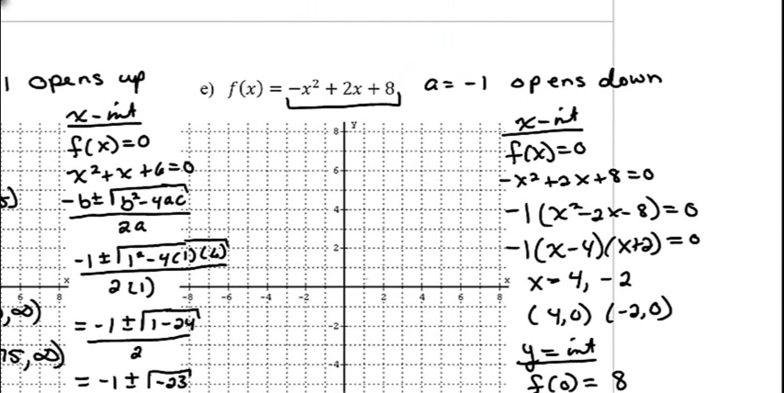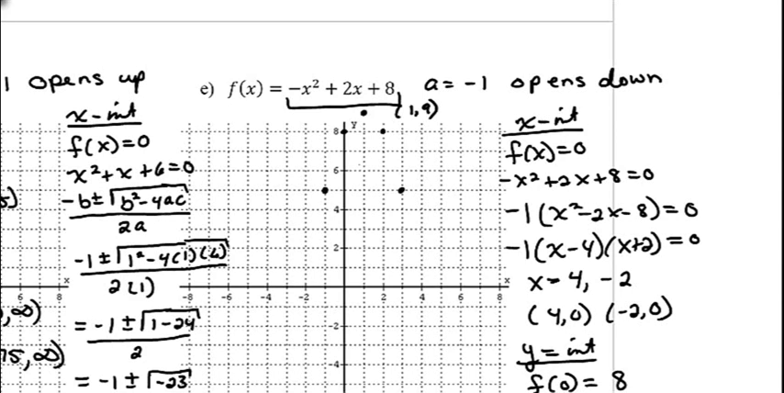So my vertex is at the point 1, 9, which is 1 unit above my graph here. And this parabola is opening down. And we can use the pattern on this one. We would go right 1, down 1, and left 1, down 1, and then right 1, down 3, and then left 1, down 3.